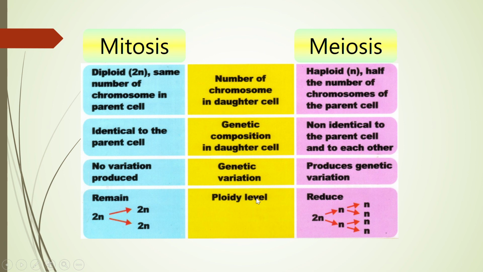Ploidy level. Ploidy here refers to haploid, diploid. So this one is 2n, and the daughter cells are also 2n. For meiosis, this is the parent cell, and it is further reduced. At the end of telophase 1, you get 2 daughter cells, haploid. At the end of telophase 2, you get 4 daughter cells, all haploid.